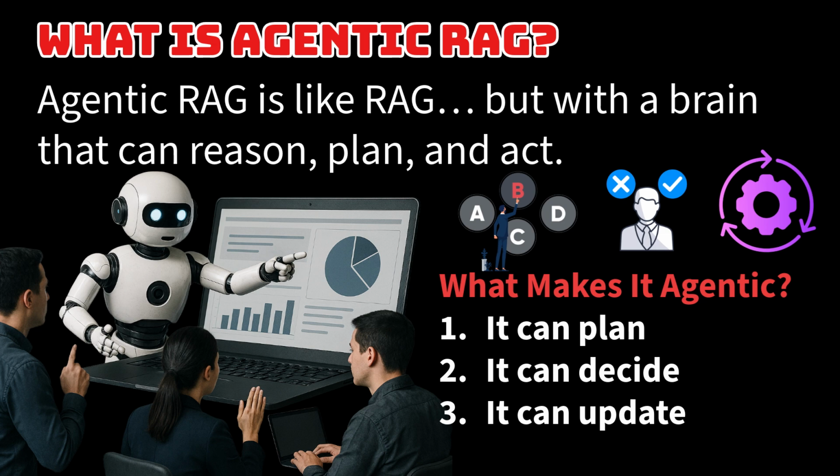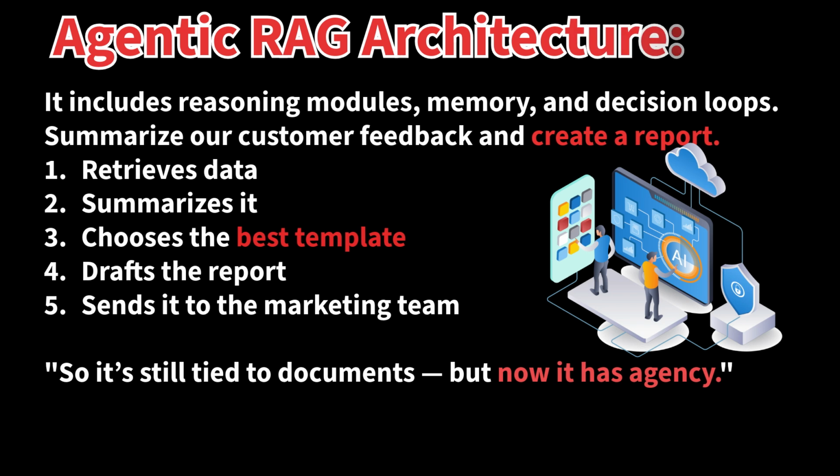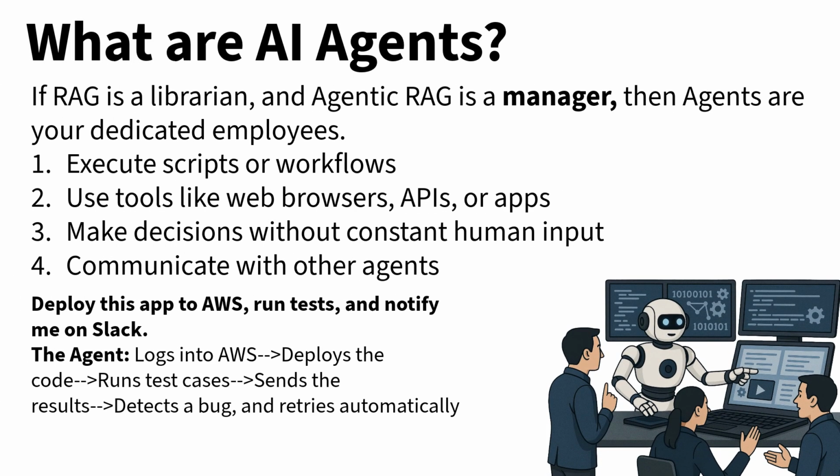Let's see the architecture of this amazing agentic RAG. It uses retrieval like RAG, but includes reasoning modules, memory, and decision loops. If you ask, summarize our customer feedback and create a report, it starts with retrieving data and it will summarize it. Followed by that, it will choose the best template. And finally, it will draft the report. Followed by that, it has one more step. It will send it to the marketing team. It is a combination of RAG and AI agent. So it is still tied to documents, but now it has agency like a human being. I believe you guys understood what is RAG and agentic RAG.